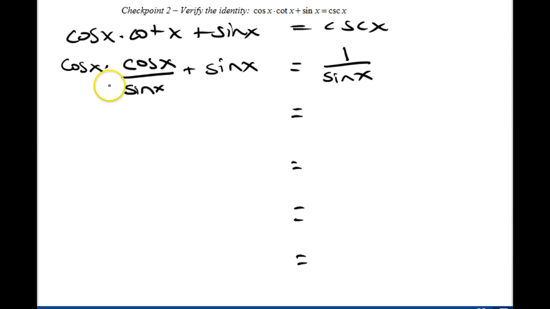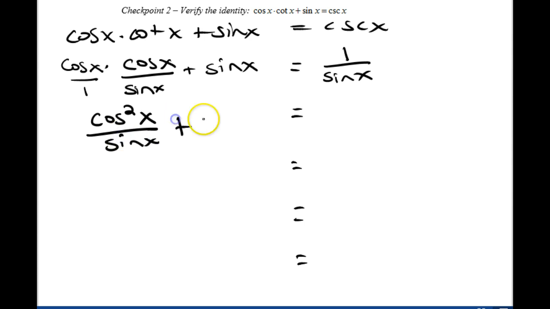Now, I see this fraction over here, and my first thought would be to cancel, but I can't really cancel anything out. So maybe I could simplify a little bit. I have the cosine of x over 1 times the cosine of x over sine of x. So I'm going to make that cosine times cosine is cosine squared over sine plus sine of x equals 1 over sine of x. Now you may be thinking to yourself, how in the world does that mess just equal that? Well, let's figure it out.